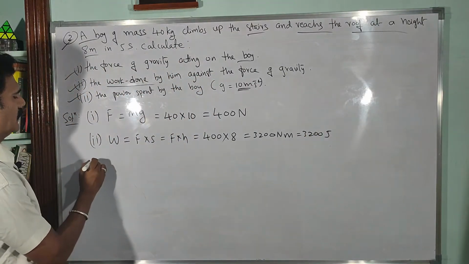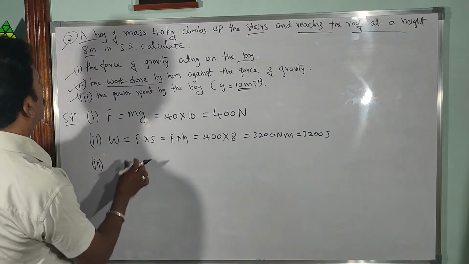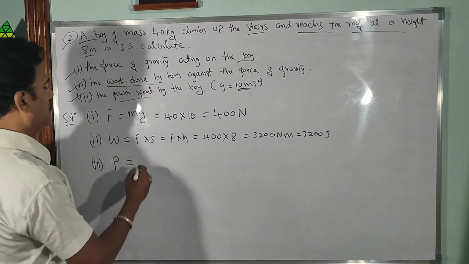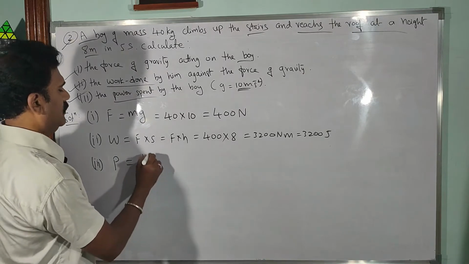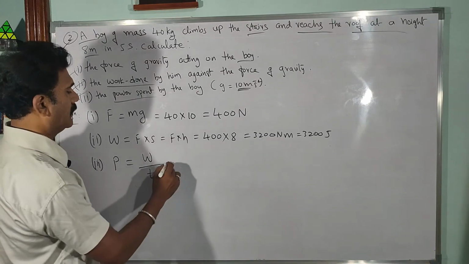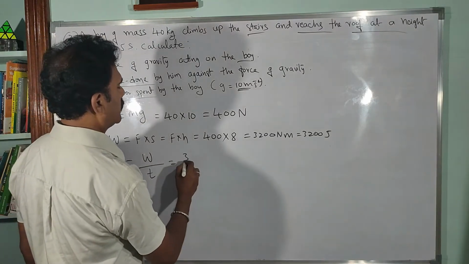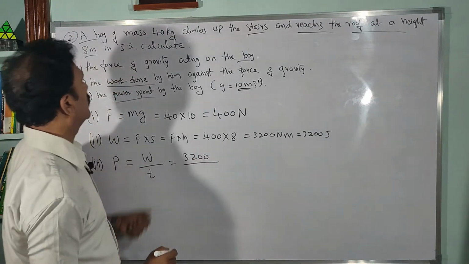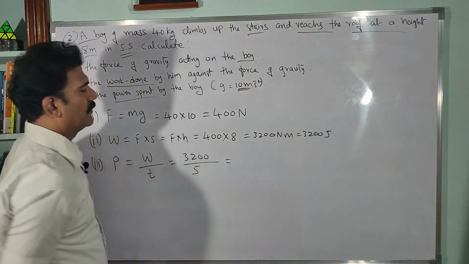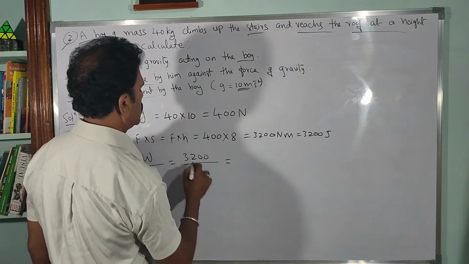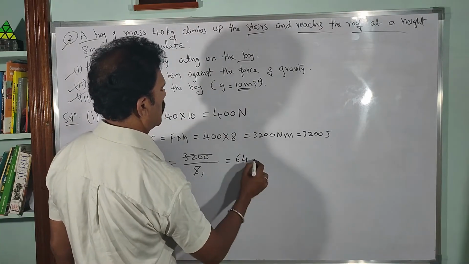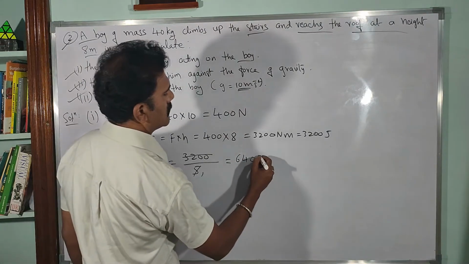Next, the third parameter. What is the third parameter you need to calculate? Power spent by the boy. So what is the formula to calculate the power? Work done in a particular time, so you have to divide by time. What is the time taken by the boy? So W is equal to, already calculated as 3200 joules, and what is the time taken by the boy? Look here, 5 seconds. So divide by 5. Then you will get 640. Power is equal to how much? 640 watts.